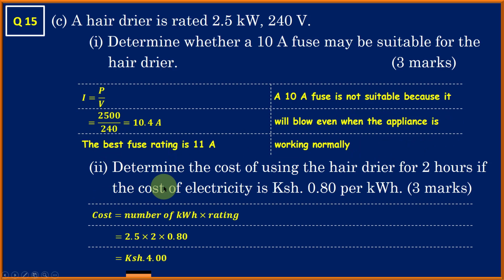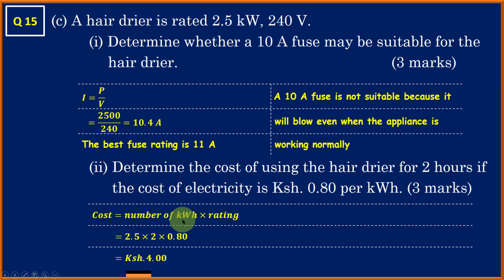Part 2. Determine the cost of using the hair dryer for 2 hours if the cost of electricity is Kenya shillings 80 cents per kilowatt hour. When you're given this type of question, I usually recommend that students remember this equation here. The cost is given by the number of kilowatt hours times the rating. In other words, you calculate the energy consumed in kilowatt hours.